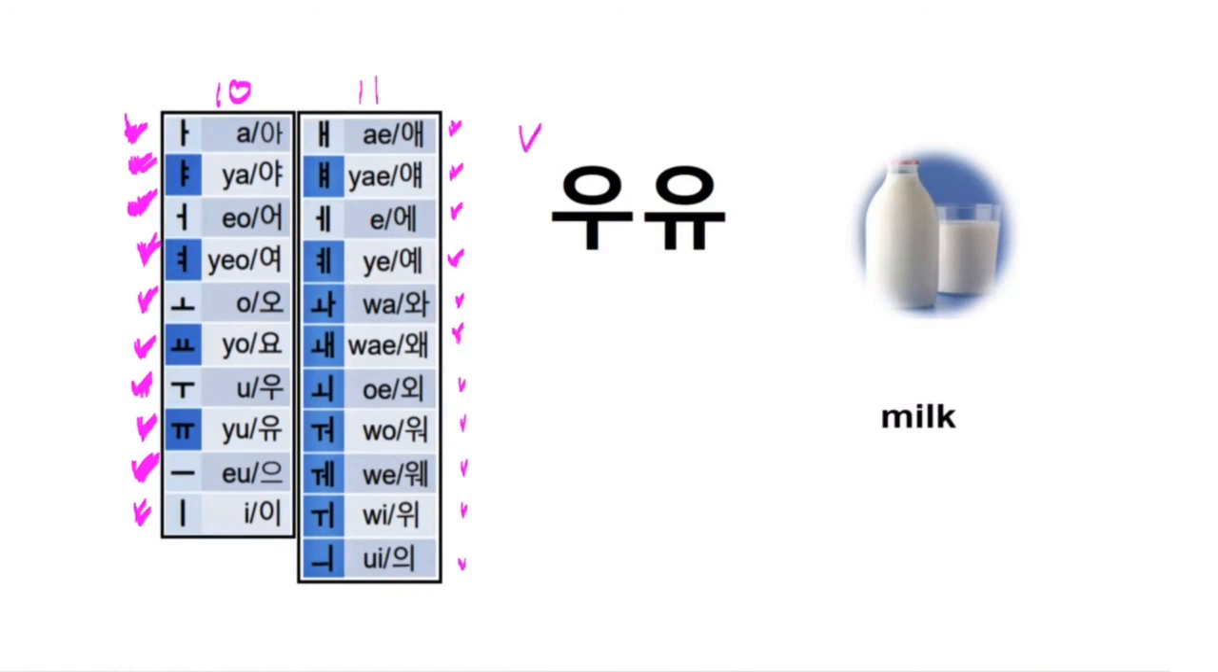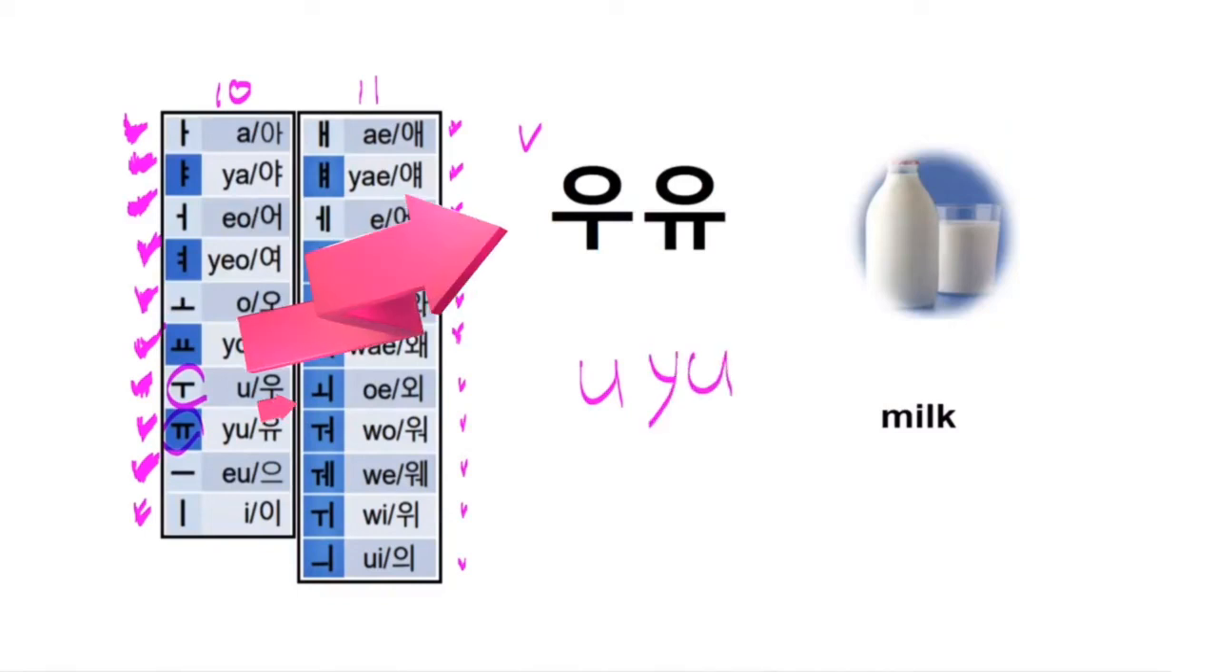Let's read this word. Did you find it already? Good. Where is it? 아, 야, 어, 여, 오, 요, 우. Yes, here it is. 우 and 유. Okay, here it is. 우, 유. Repeat after me. 우, 유. Okay. It means milk. Good.